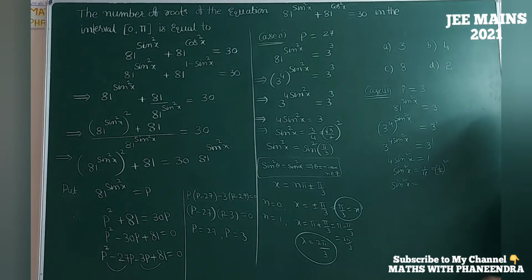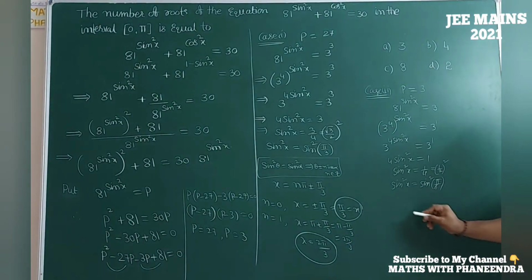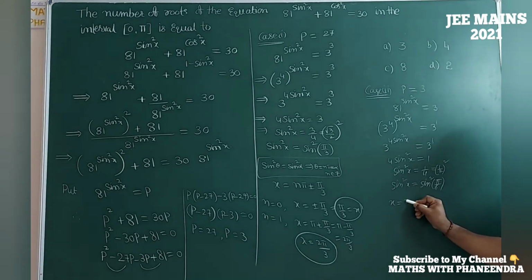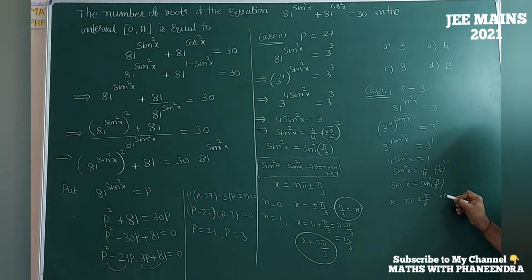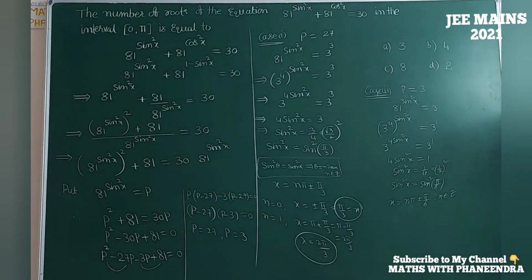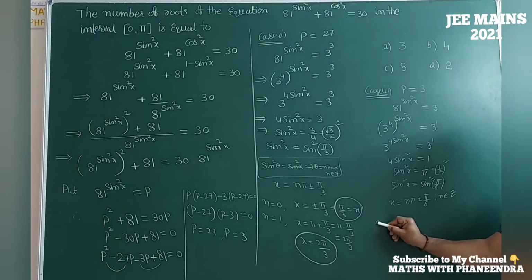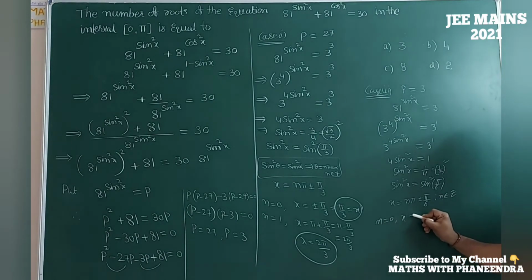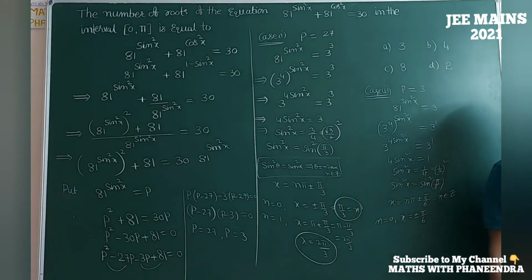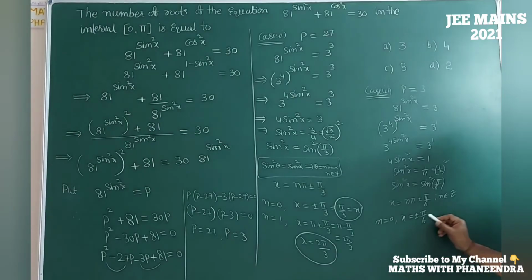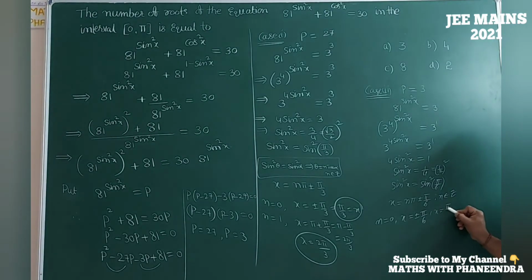Sin 30, 30 means pi by 6. So sin square pi by 6. Again you have to apply this formula. So x is equal to n pi plus or minus pi by 6 where n belongs to Z. If you take n is equal to 0, x is equal to plus or minus pi by 6. We cannot consider minus pi by 6 because it is a positive interval, the closed interval of 0 comma pi. So it will be considered as only x is equal to pi by 6.